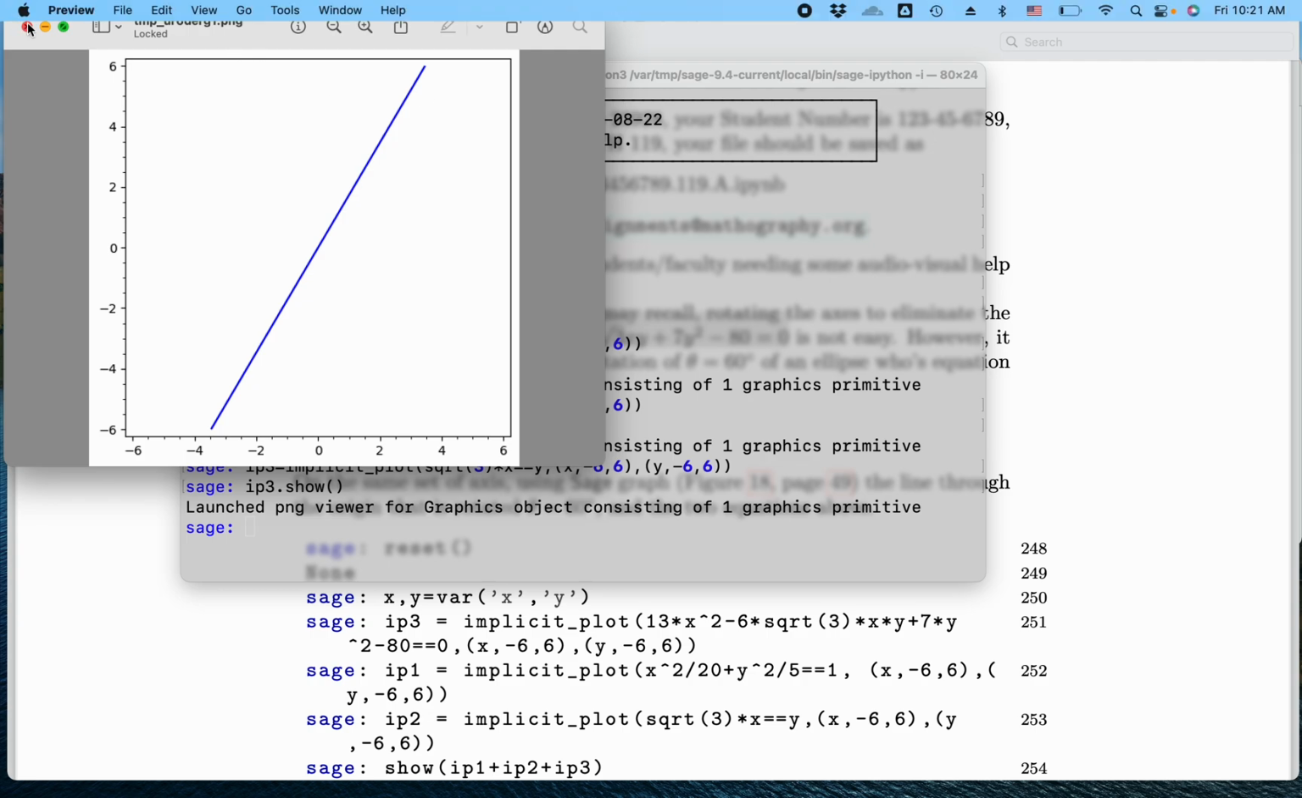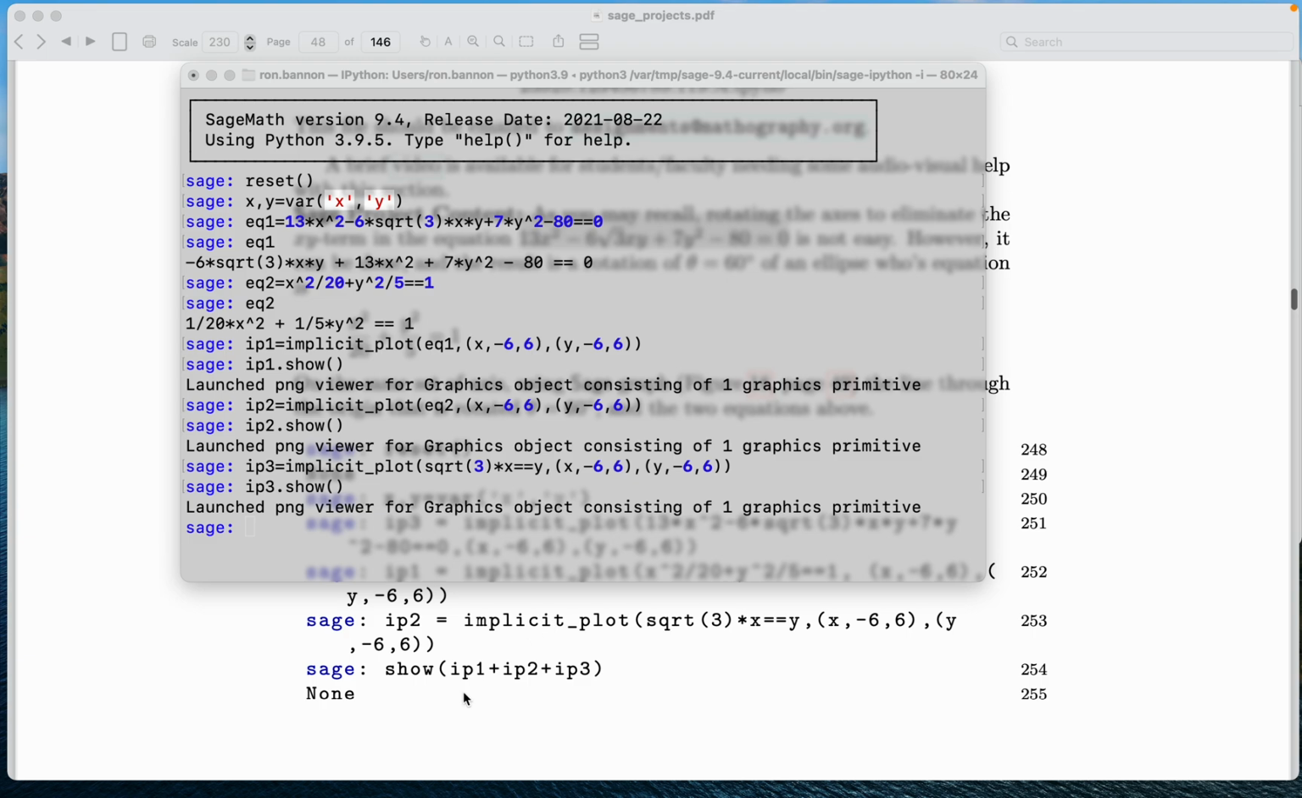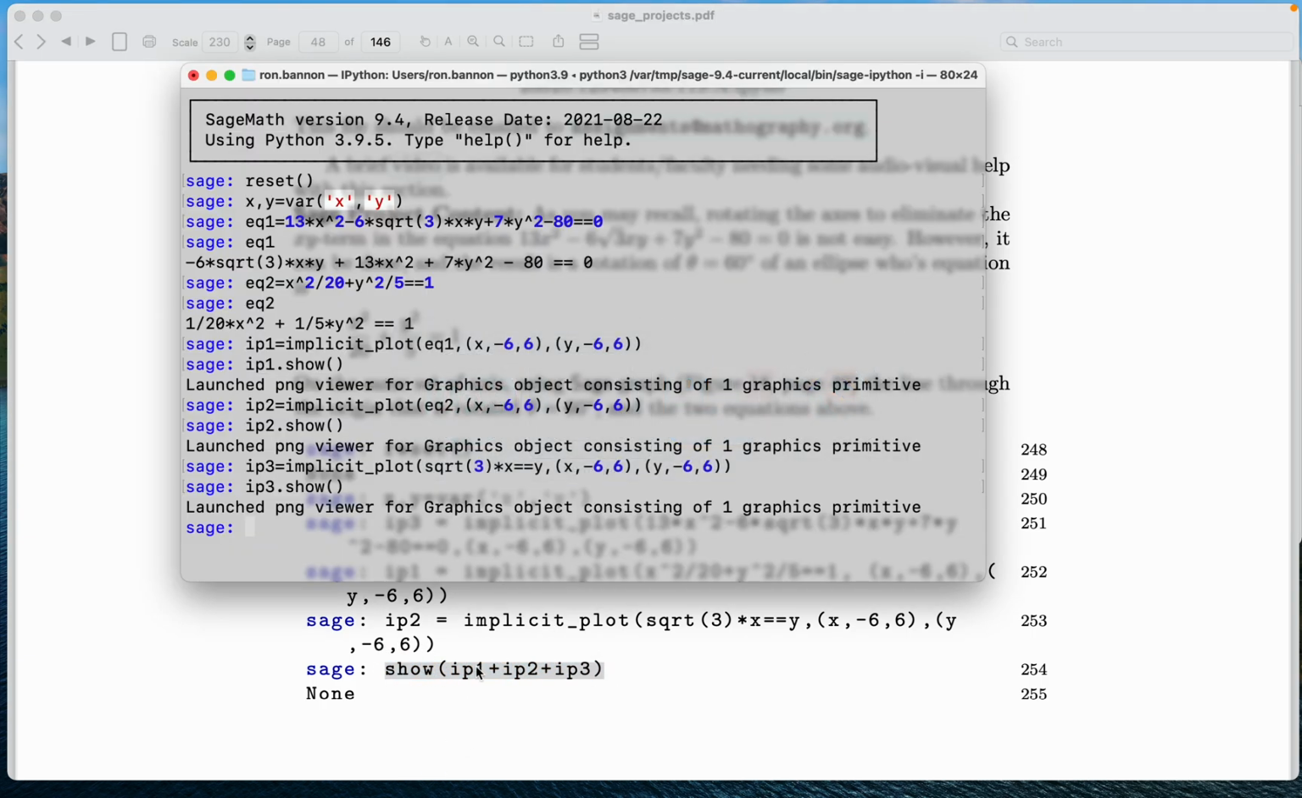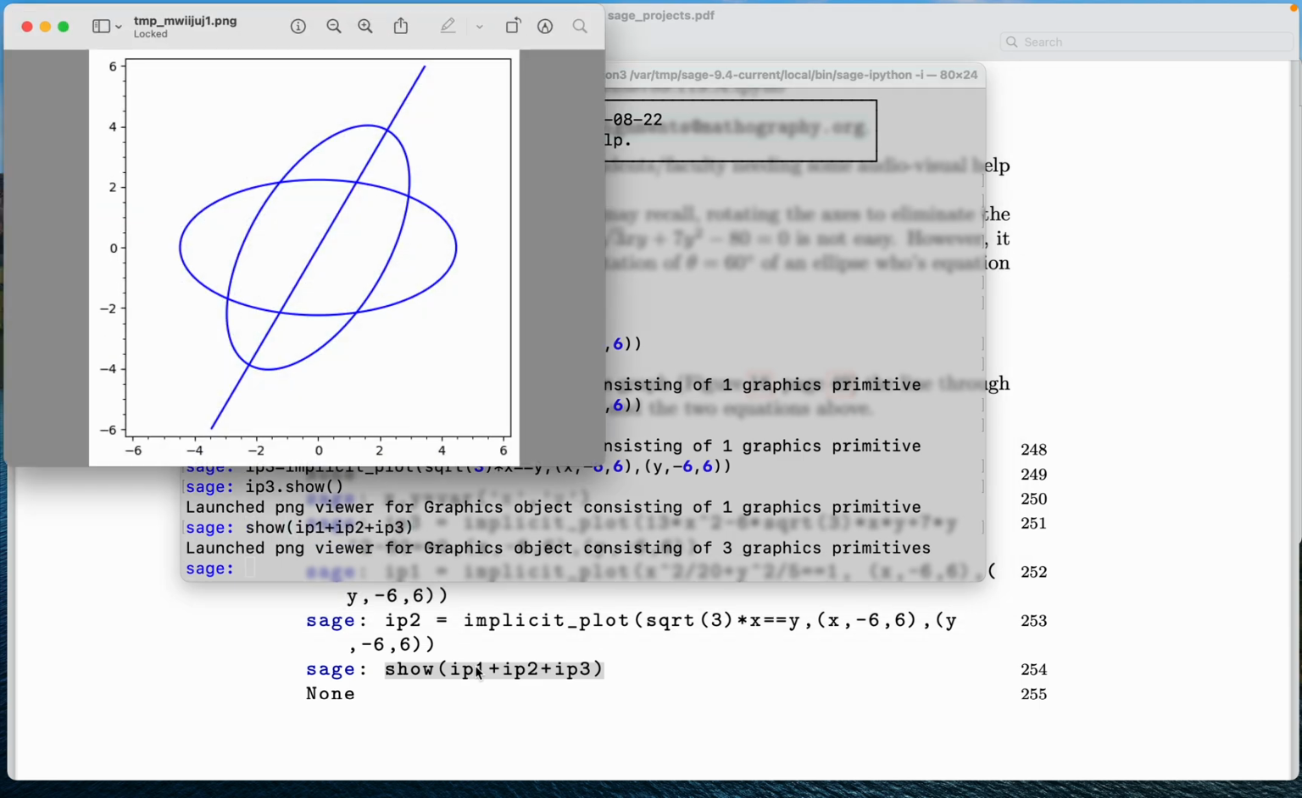All right. So again, I'm going to copy paste this. This is show, and they're going to add all 3 graphs together. And you get this over here. What are you seeing? You're seeing the line of rotation. That's a line, by the way. And you're seeing the ellipse that's not rotated, and you're seeing the ellipse that is rotated. They should look identical to you.